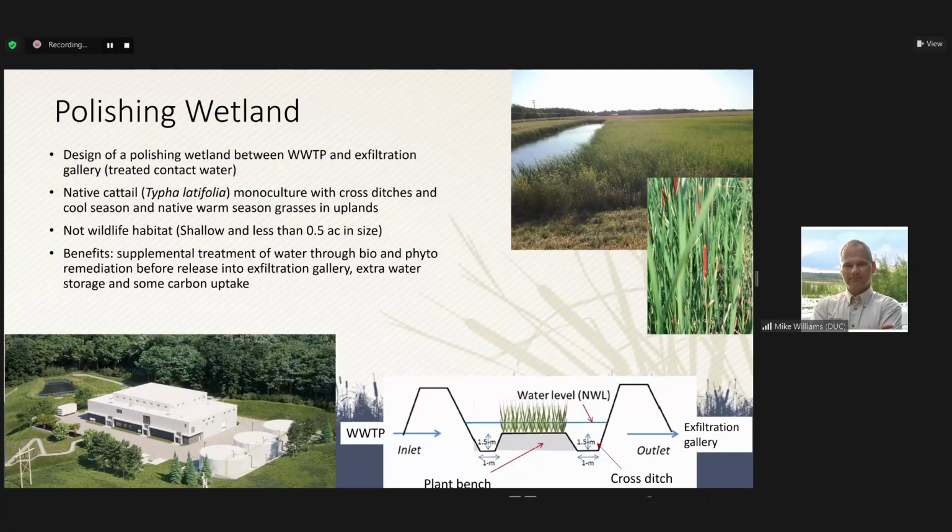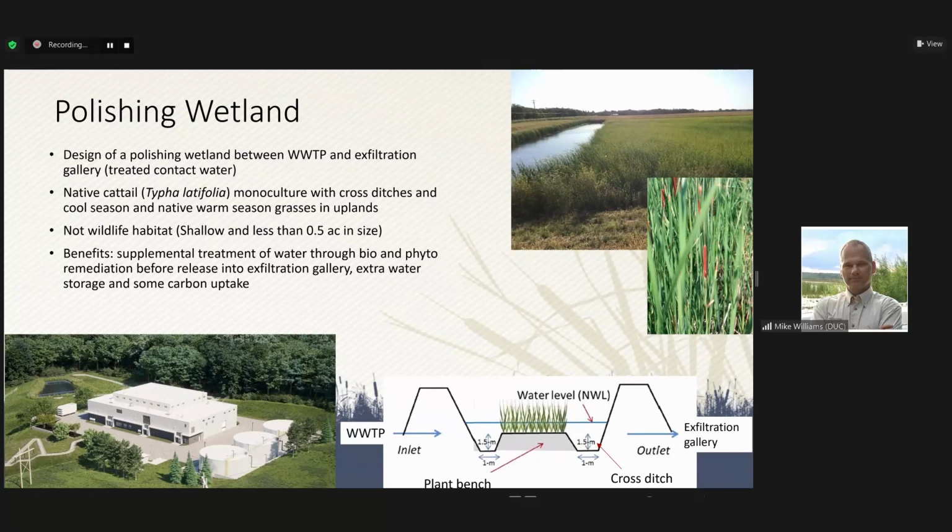All right, the proposed polishing wetland is located between the wastewater treatment plant and the exfiltration gallery. As illustrated in the graphic, the wetland will be designed as a cattail monoculture with the adjacent uplands planted with a mixture of cool and warm season grasses that will require less maintenance than turf grass and enhance the function of the wetland. Once established, the site will look kind of similar to the photo in the upper right, only much smaller. The polishing wetland will be less than half an acre in size and only about 1 foot deep, with cross ditches at either end to disperse the flow of water evenly through the cattail.